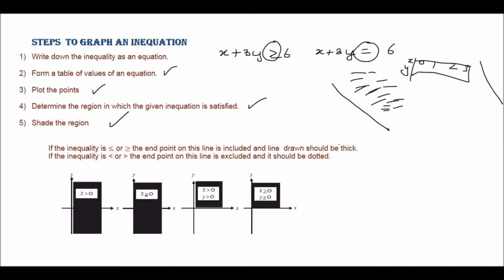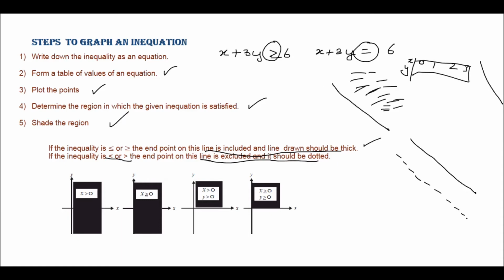One more important thing before drawing: if there is an equal to sign, less than or equal to or greater than or equal to, the line is included and should be thick. And if it is only less than or greater than, the line is excluded and should be dotted, like this.